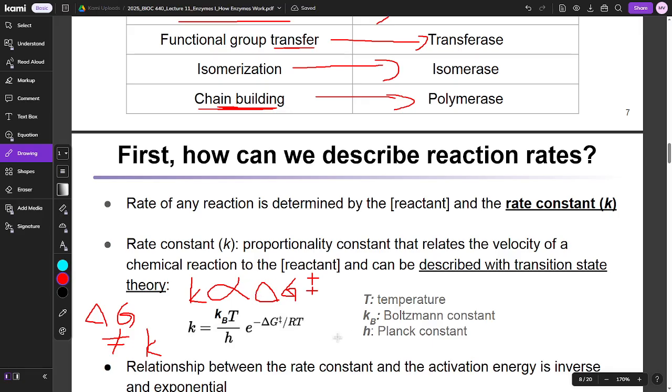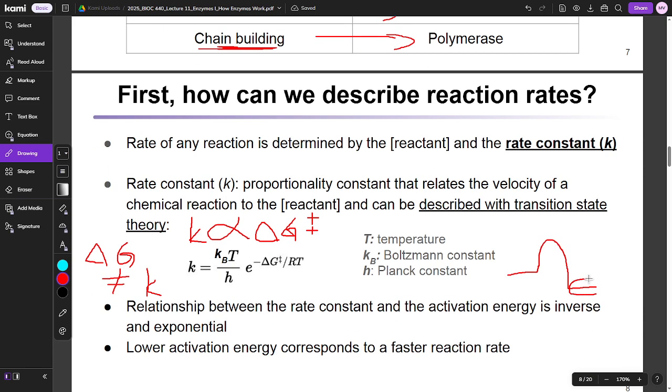So if I had this reaction coordinate diagram, delta G naught tells you from here to here what the difference is. This is looking at this height here. Very different things, because we're going from reactants to products. Products minus reactants gives you the delta G naught. Delta G double dagger tells you how much energy is required to go from this point here to this point up here.